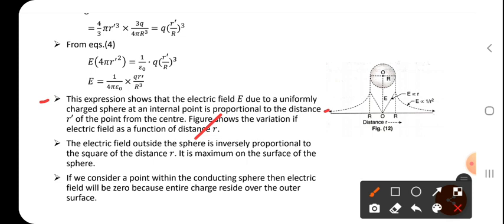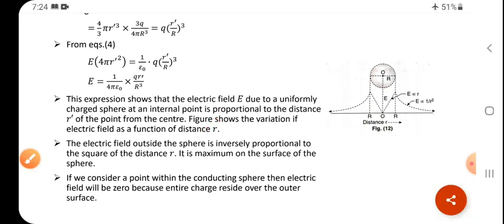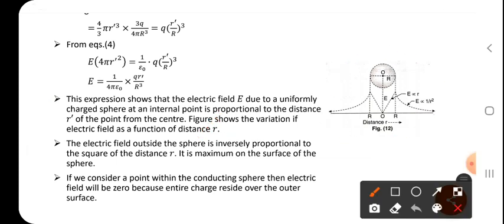A figure shows the variation of the electric field as a function of distance. Here this figure shows the electric field as a function of distance. First, for the outside point, the equation we got shows E is directly proportional to 1 by r square. As the r value increases, what happens? E value decreases. That is the meaning of this slide. So when r value decreases, E value increases, and it is maximum on the surface. Again, when you are going inside, what happens? Electric field decreases.